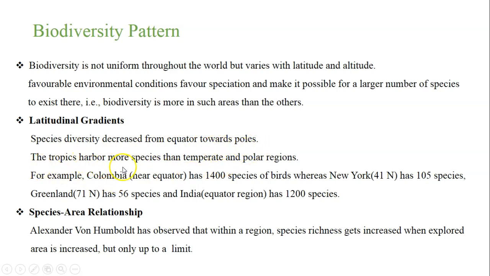The tropics harbor more species than the temperate and polar regions because of the favorable climatic conditions. For example, Colombia, which is near the equator, has 1,400 species of birds, whereas New York at 41 degrees North has 105 species. Greenland at 71 degrees North has 56 species, and the equatorial region of India has 1,200 species.